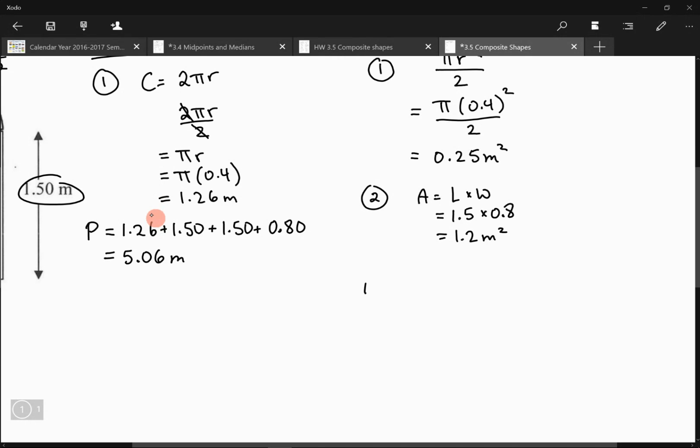And then the total area, I'll say A subscript T, area total, equals 0.25 from the half circle plus 1.2 for my rectangle for a total area value of 1.45 meters squared. And there you go.